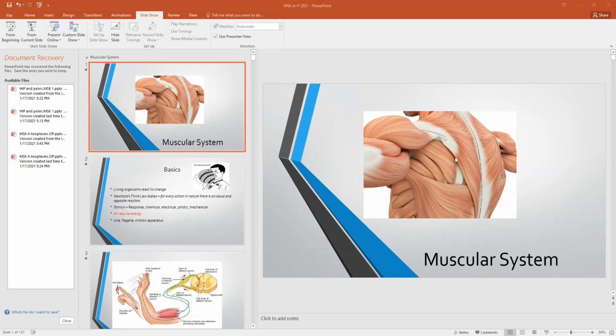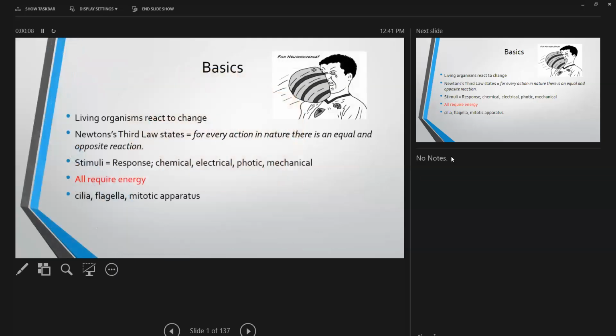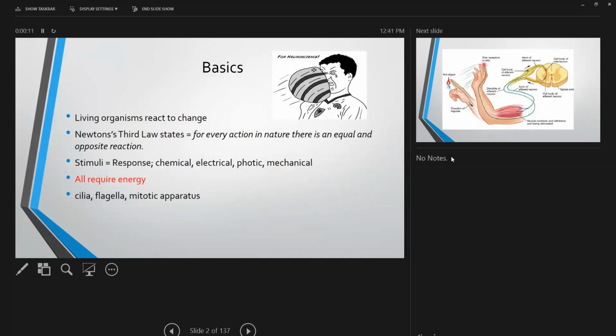Okay, so starting with the muscular system, quick anatomy review, the basics. Living organisms react to change. This is Newton's third law: for every action in nature, there is an equal and opposite reaction. Basically, stimulation triggers a response, either chemical, electrical, photo, mechanical. All of these responses require energy. Some of the apparati that are used in the human body may be cilia, flagella, or mitotic apparatus.